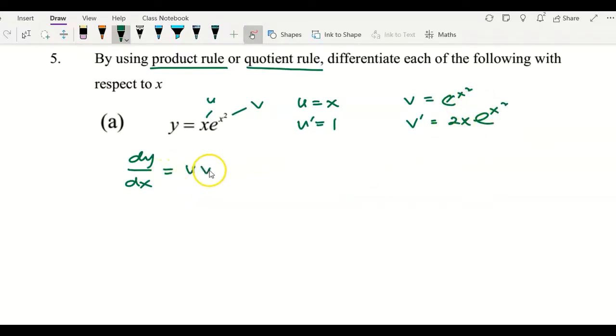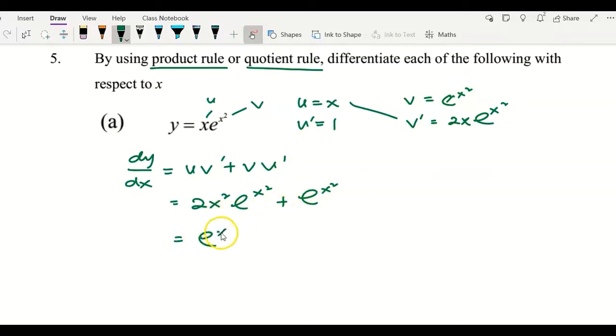Now I'm going to apply the product rule. I have u v prime plus v u prime, and just substitute your u and v prime. You get 2x squared e power of x squared, because x multiplied by 2x gives 2x squared, plus v u prime. V is your e power of x squared, and u prime is 1. Both terms contain e^(x squared), so I'll factor out the e power of x squared. The first term has your 2x squared. For the second term, when you factor out the e^(x squared), you are just left with 1. This is your answer for question A.